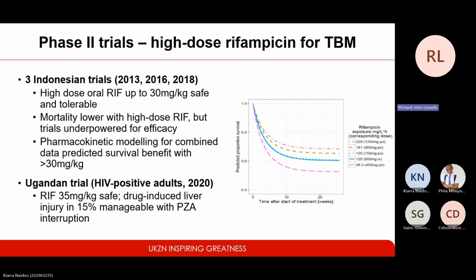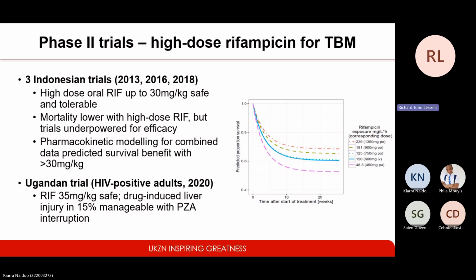So here is just a summary of the phase 2 trials for this problem. So thinking about using high dose rifampicin. So phase 2 trials were designed to tell us what, do you think? The safety of using that higher dose of rifampicin. So these trials, and you can see this is going back a few years now, they found that the higher dose of rifampicin, up to 30 milligrams per kilogram, was safe and well tolerated.